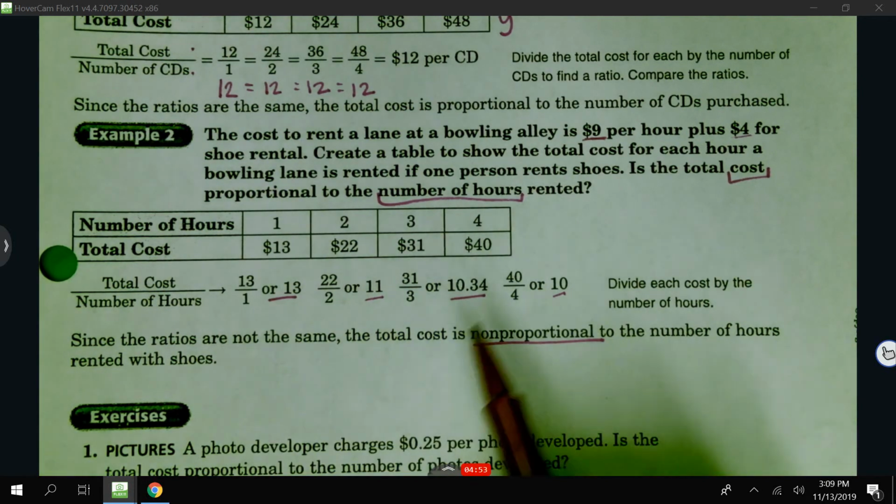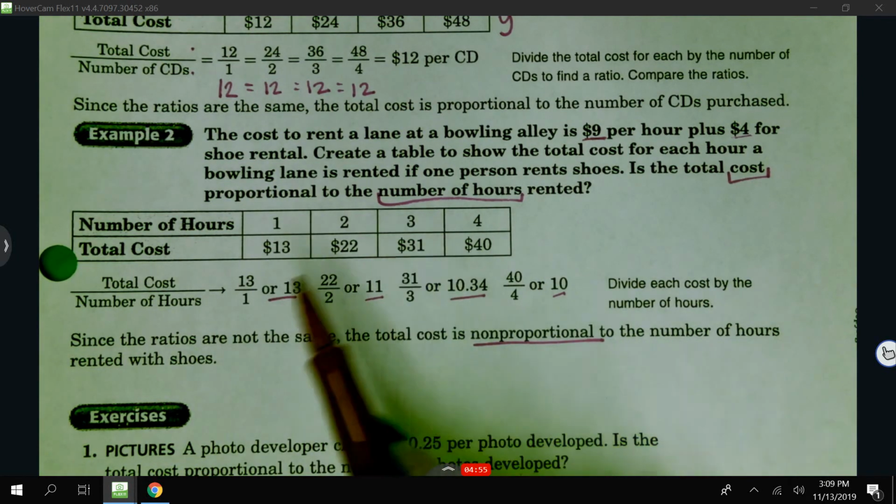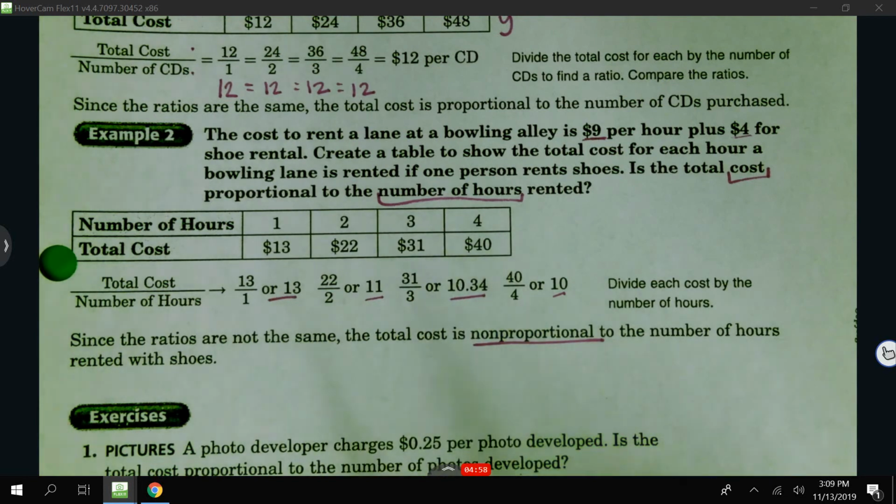So if all of your ratios do not simplify to give you the same number or the same ratio, that means it is not proportional. Okay?